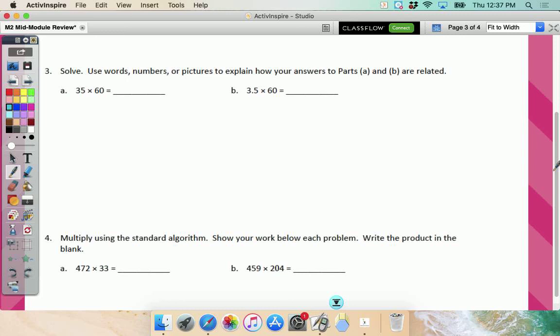Okay, it says solve. Use words, numbers, or pictures to explain how your answers to part A and B are related. Don't worry, you need to sit up straight. So what's my strategy for multiplying 35 times 60? Take off the 0. So I'll do 35 times 6. And then when I write my answer, what do I need to put back on? The 0. Okay, if you haven't written that yet, you should.